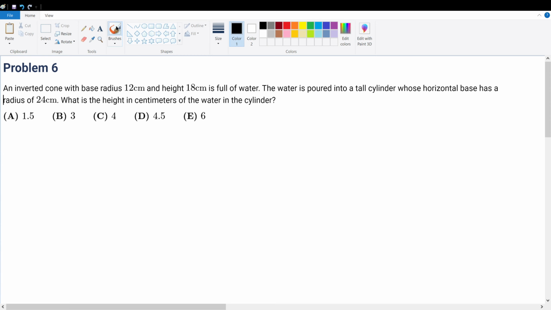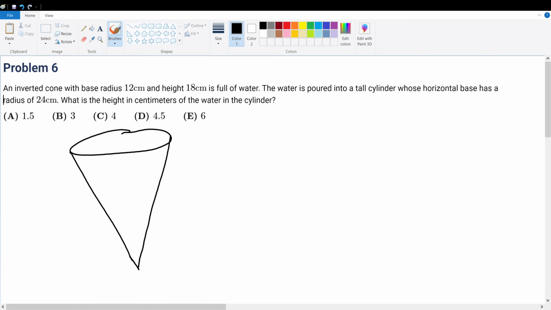Problem 6. An inverted cone with base radius of 12 centimeters and height of 8 centimeters is full of water. So if it's full of water, that's basically saying, if I draw out the cone, that it's occupying the entire volume of the cone. So how do we find the volume of a cone?